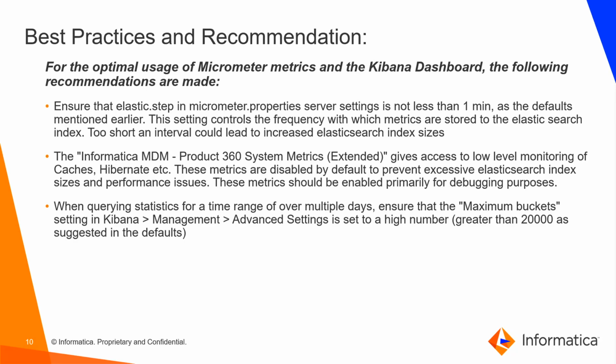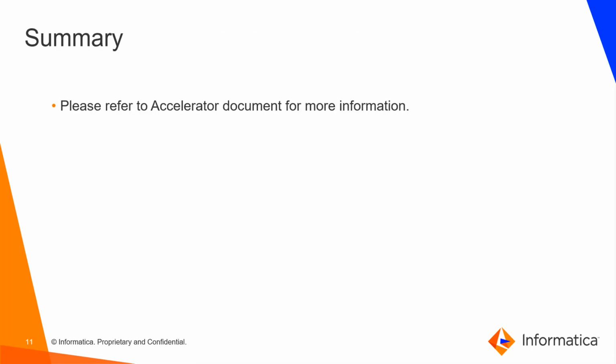System metrics extended gives access to low-level monitoring of caches, Hibernate, etc. These metrics are disabled by default to prevent excessive Elasticsearch index sizes and performance issues. These metrics should be enabled primarily for debugging purposes. When querying the statistics for a time range over multiple days, ensure that the maximum bucket size in Kibana is set to a higher number, that is greater than 20,000. Please refer to the accelerator document for more information.